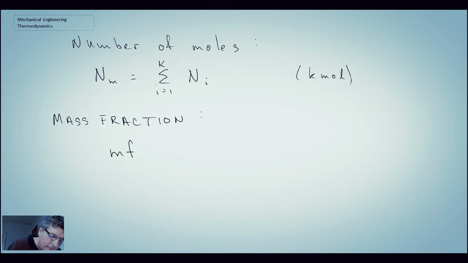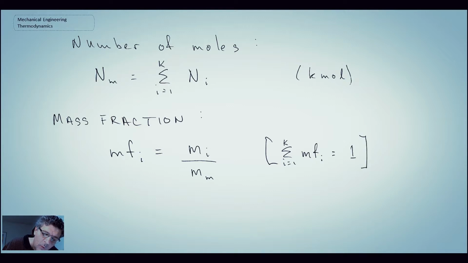The symbol for mass fraction is going to be little mf, and then subscript i, because this will be the mass fraction for a given component in our mixture. It will be the mass of that component divided by the mass of the total mixture. And recall, if we sum over all of the individual components, all of the mass fractions, that will have to equal 1, because you would have all the different components added together.